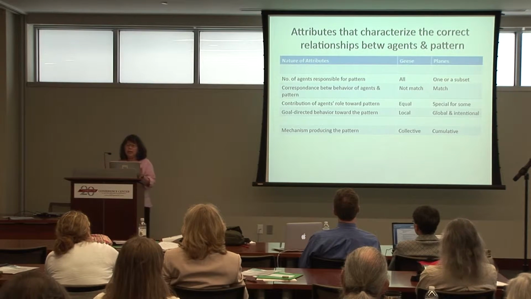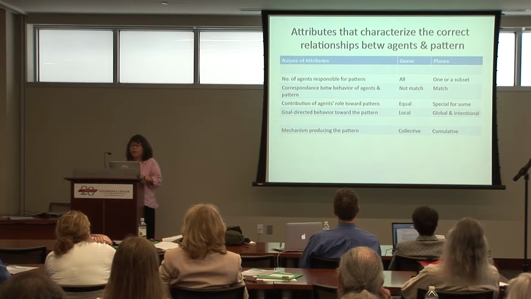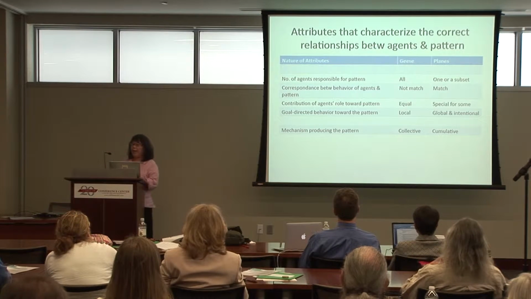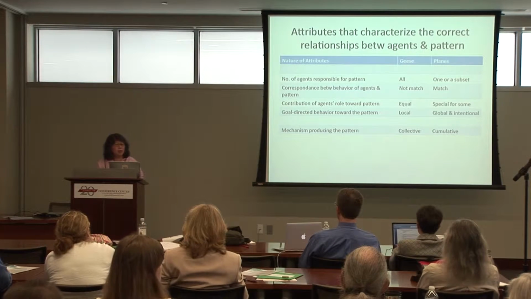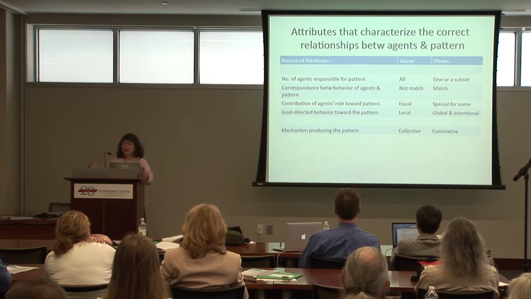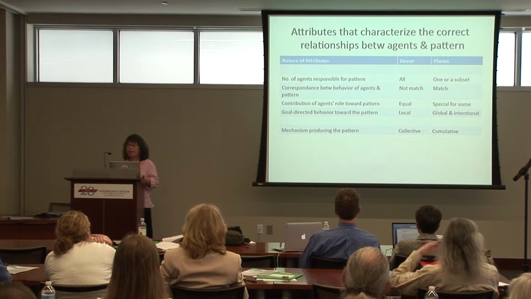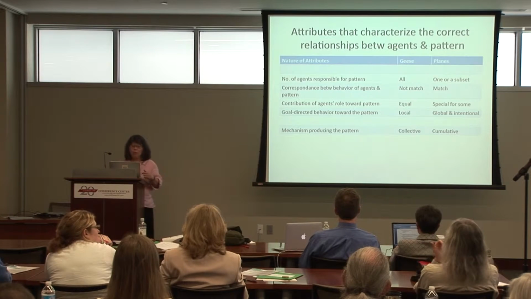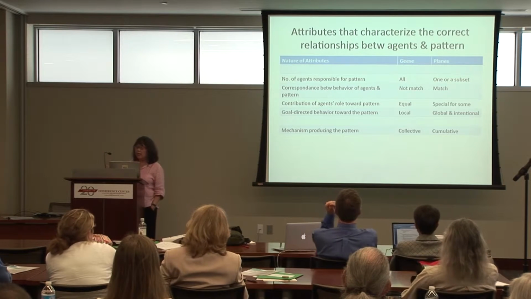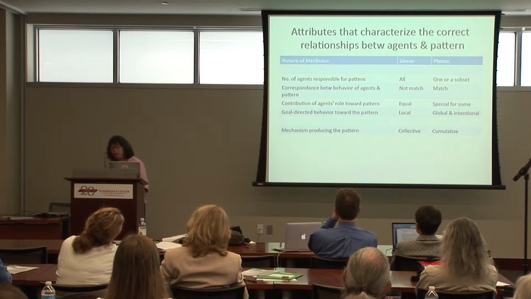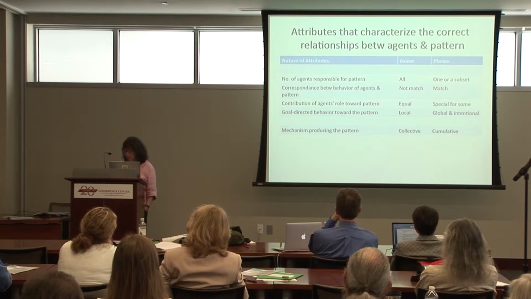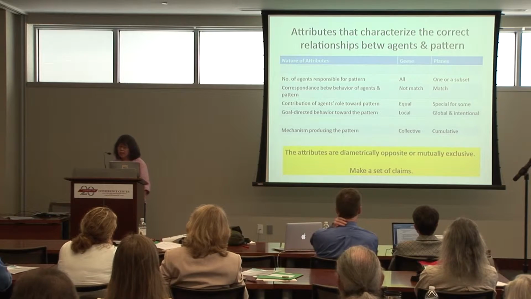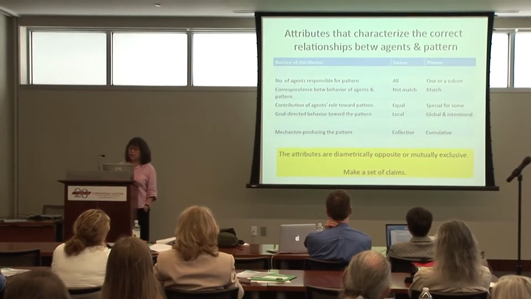Now, if you compare the attributes that I've characterized for the correct explanation between the agent and the pattern, you see two diametrically opposite sets of attributes. Number of agents responsible for the pattern: in the case of geese, one or a subset; for the case of the plane, all. Correspondence between behavior of the agent and the pattern level: for the geese case, it doesn't have to match. For the plane, it does match, and so on. The mechanism producing the pattern is a collection in the case of geese, whereas more cumulative in the case of the plane. I won't explain that right now. And more importantly, the goal is more local in the geese case and global in the plane case. So they're diametrically opposite and mutually exclusive.